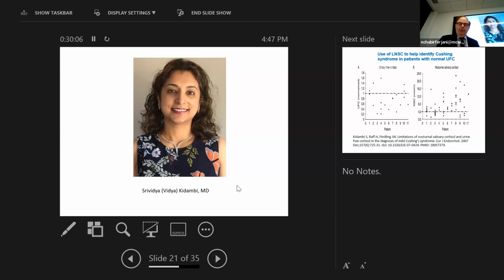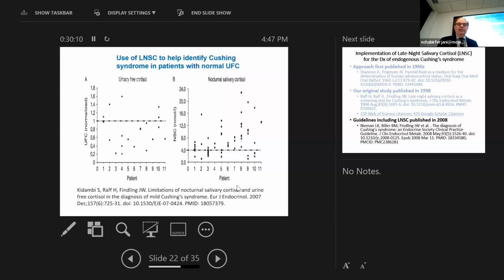When she was with us, she became interested in this concept of late night salivary cortisol. And at that time, we had seen several patients. Now you've got to realize that in the 20th century, urine cortisol was considered the gold standard. I mean, if you had a normal urine cortisol, you did not have Cushing's syndrome.